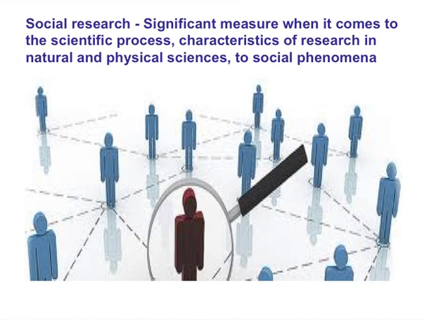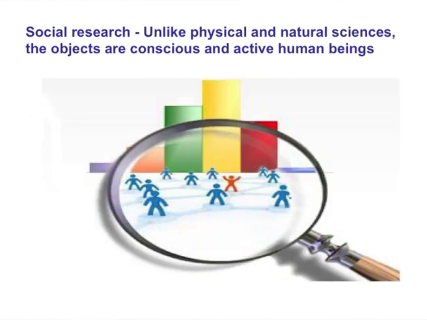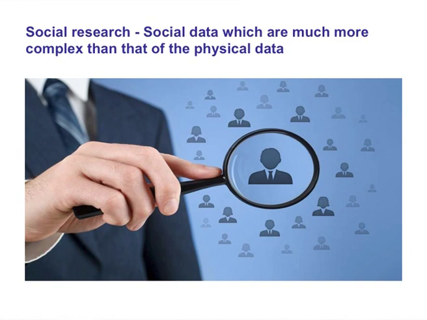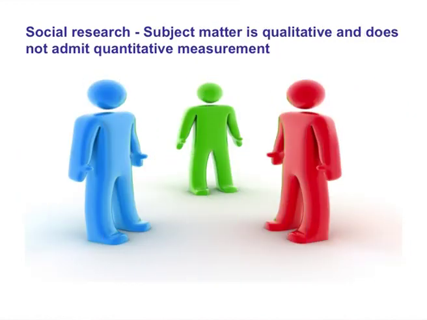Social research assumes a distinct character of its own in a significant measure when it comes to the application of the scientific process, characteristic of research in natural and physical sciences, to social phenomena. Unlike physical and natural sciences, in social research, the objects are conscious and active human beings. Social research is concerned with social data, which are much more complex than physical data. Most of the subject matter of social research is qualitative and does not admit quantitative measurement.